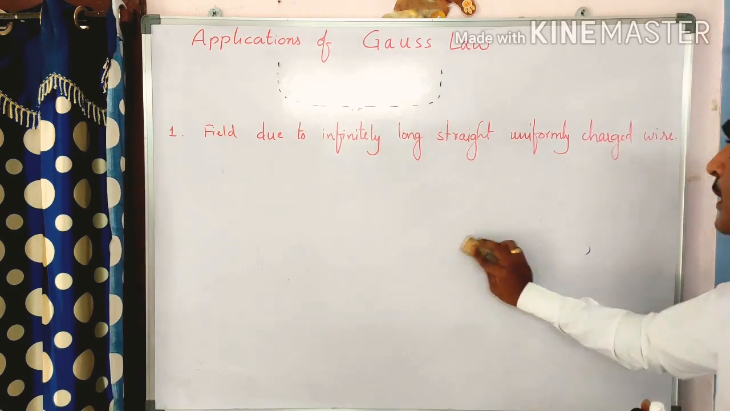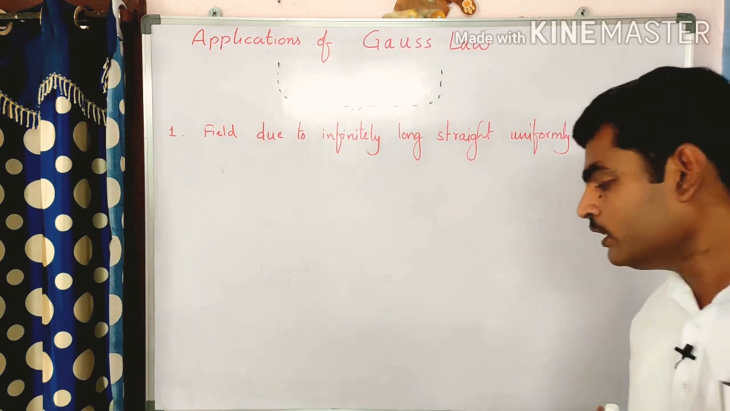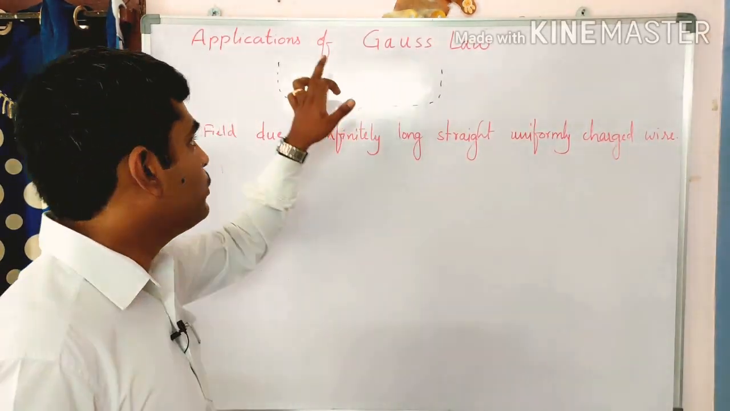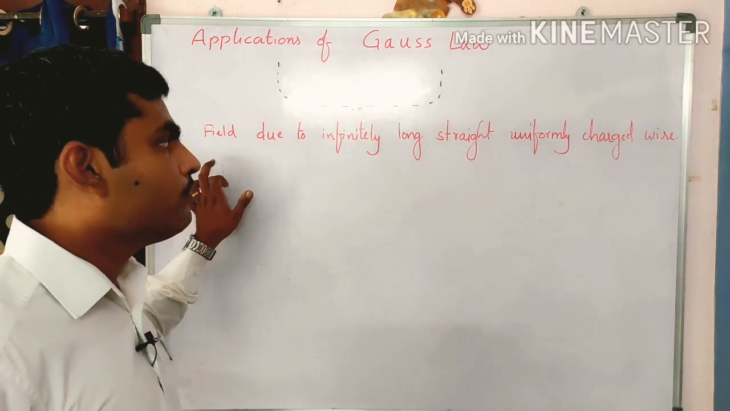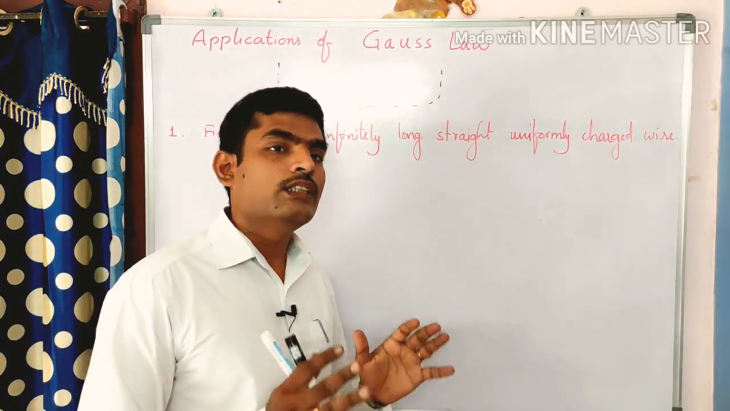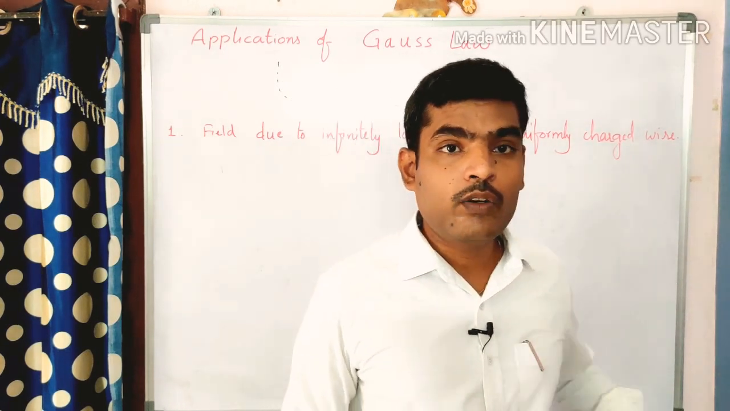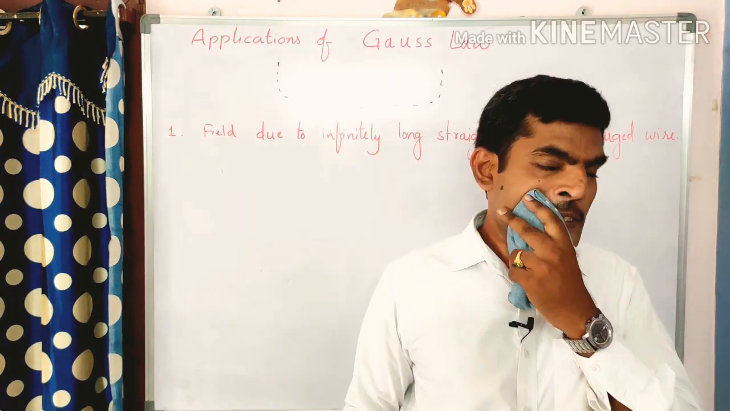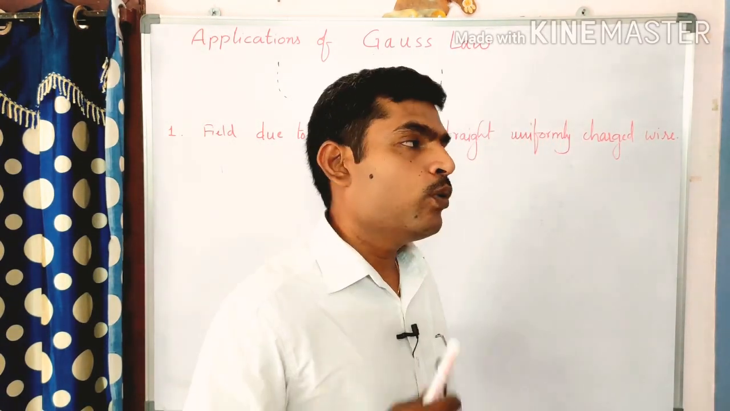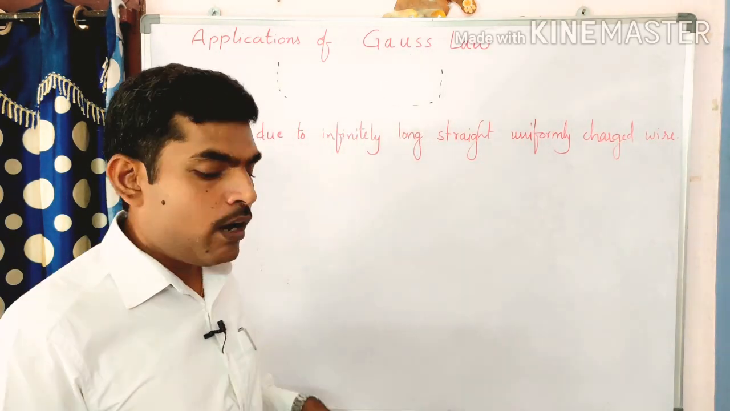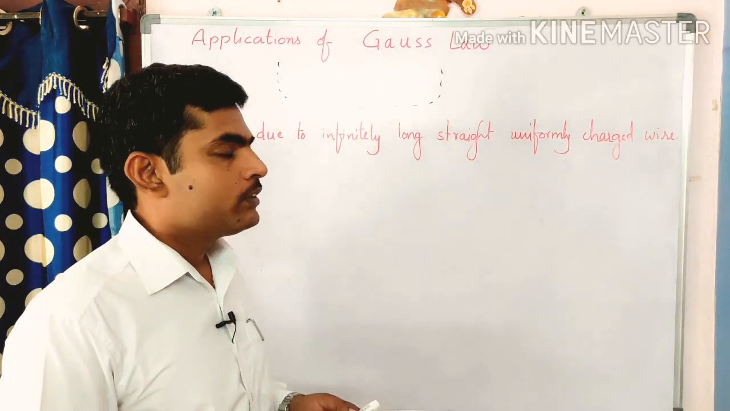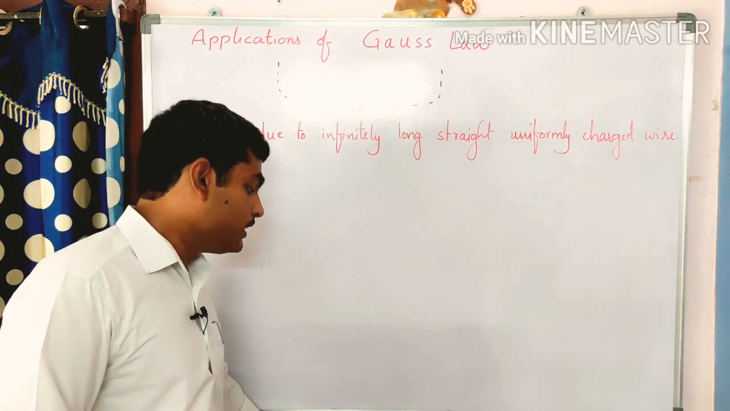And what is the purpose of Gauss law? After knowing it, how do we use it? Gauss law is used to study the electric field around a charged body. Those applications we will see now. But before going to the applications, we have to know a small topic, that is charge distribution.